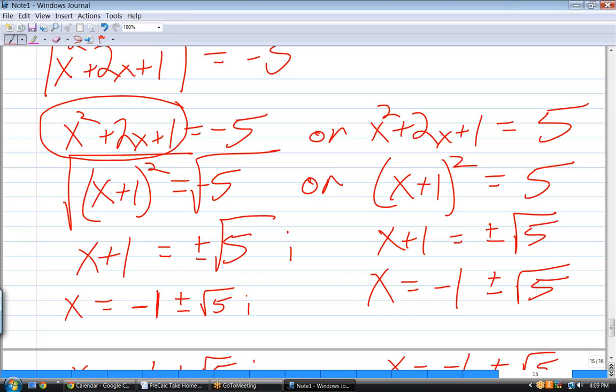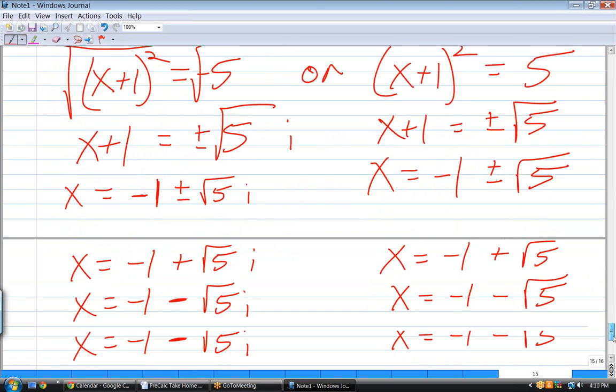In other words, solve quadratics basically one of 3 ways. You can factor them if they're factorable. You can use the quadratic formula if they're not factorable. Or if they are perfect squares, if the quadratic happens to be a perfect square, then you can take the square root of both sides, which ends up being slightly easier than using the quadratic formula. Okay, so we got that one.